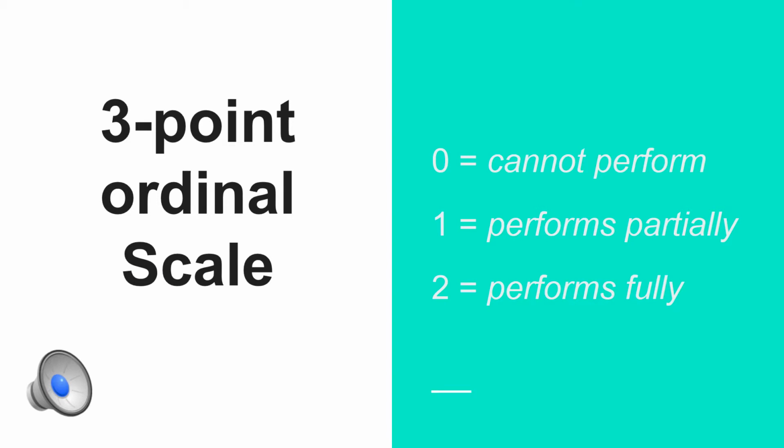Each item is scored on a 3-point ordinal scale. A score of 0 is obtained if the patient cannot perform the task. A score of 1 is obtained if the patient performs partially, and a score of 2 is obtained if the patient performs the task fully.